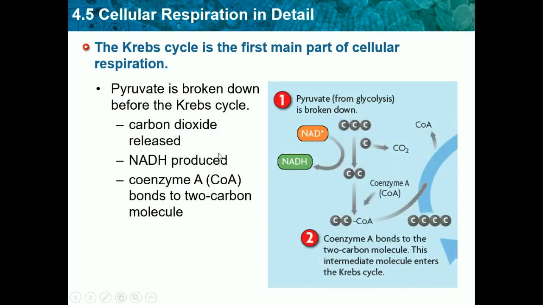So when it gets broken down, carbon dioxide is released and NADH is produced. The pyruvate molecule is split into a 2-carbon molecule and a molecule of carbon dioxide. As we know, pyruvate looks like this. It has 3 carbons, and so it's split into a 2-carbon molecule here. One of the carbons has to be gone, so that's the one that becomes CO2.